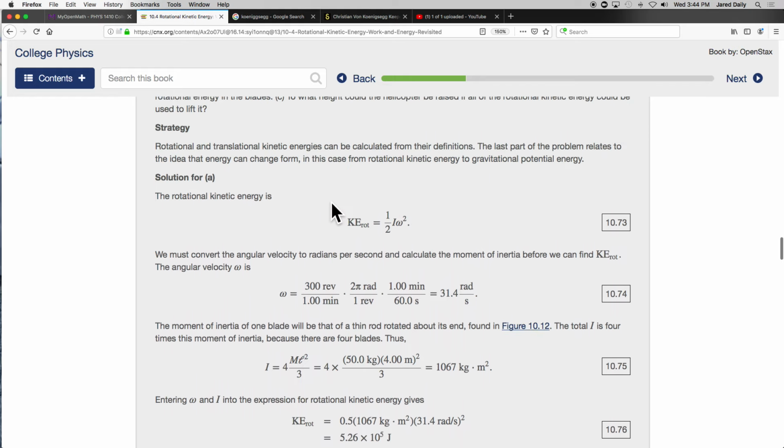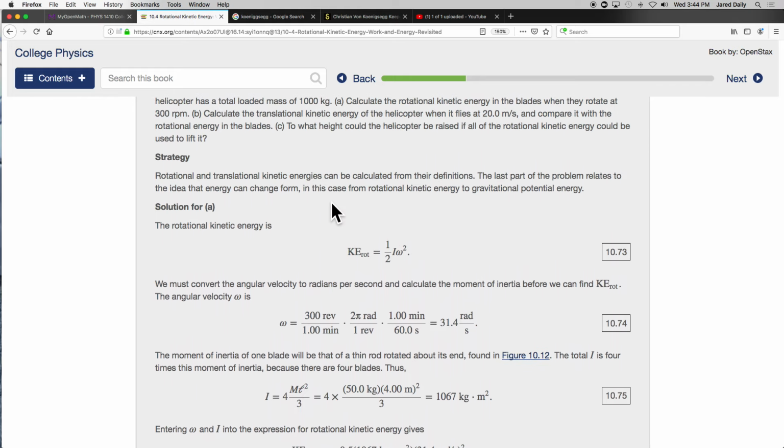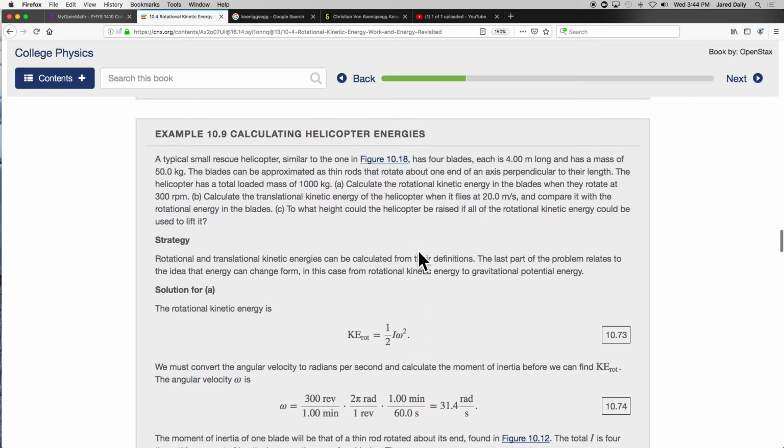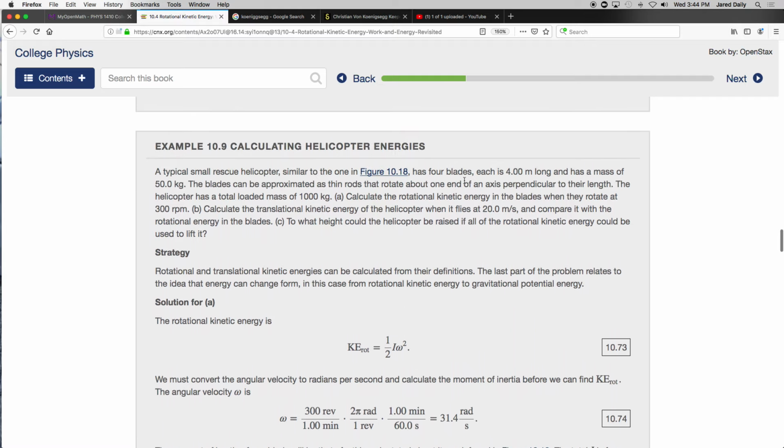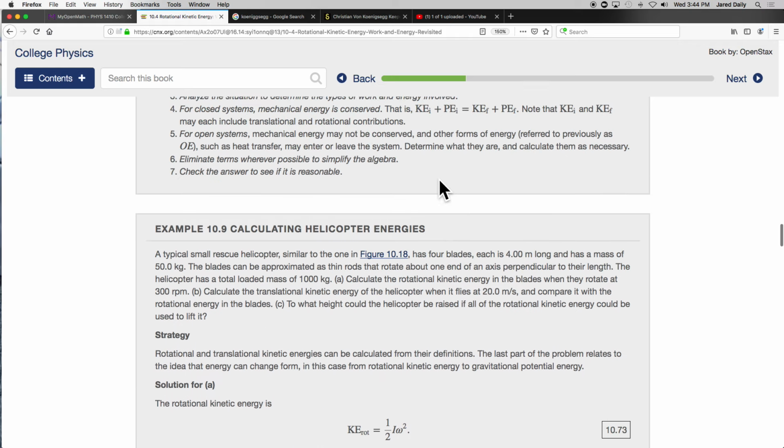Here they calculate a helicopter's rotational kinetic energy inside of its rotors. Rotational kinetic energy is 1/2 I times omega squared. And if this helicopter has 4 blades, and they're each 4 meters long, and they each have a mass of 50 kilograms, then we can approximate the blades as thin rods that rotate about one end of their axis.